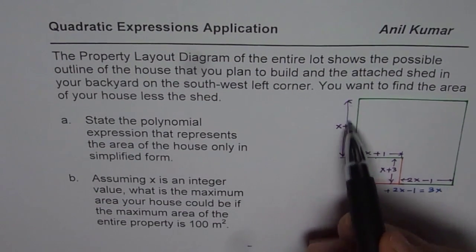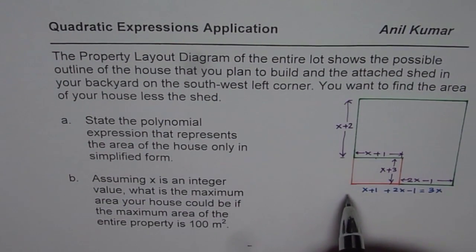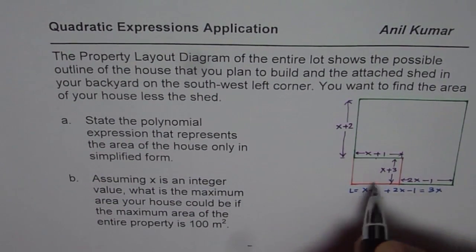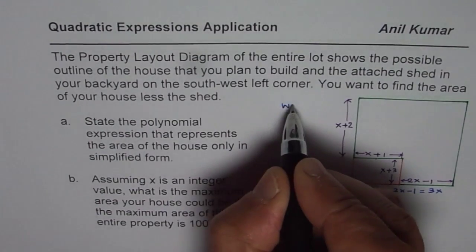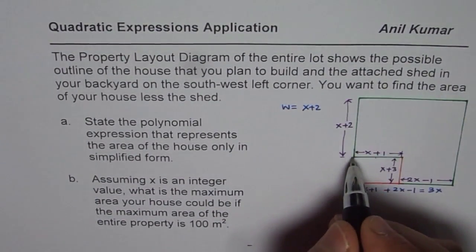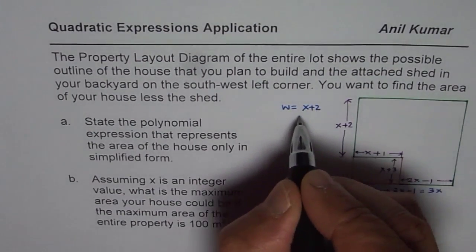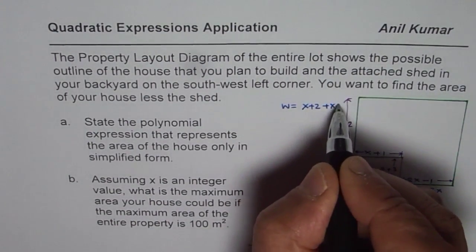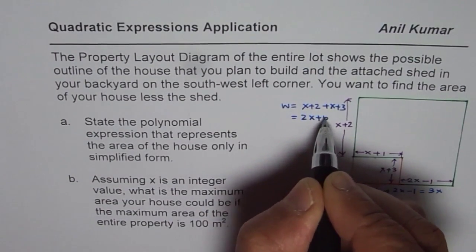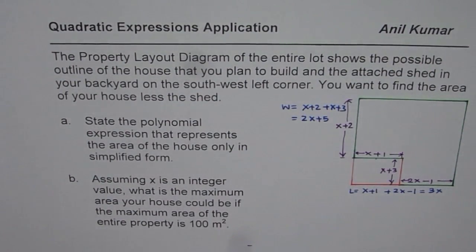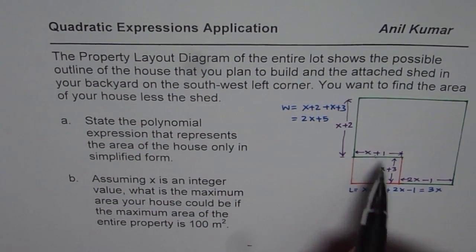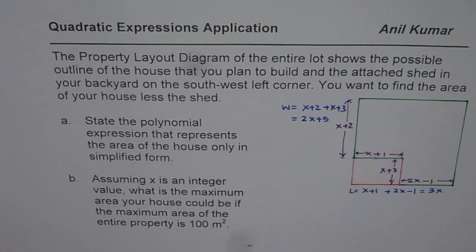Similarly, let's add the width. Let us call this length equals 3x for the whole lot. Similarly, we can say width is equal to x plus 2 plus x plus 3, right? That gives you 2x plus 5. That is the width, correct? When we say area of the shed, it will be x plus 1 times x plus 3, correct?